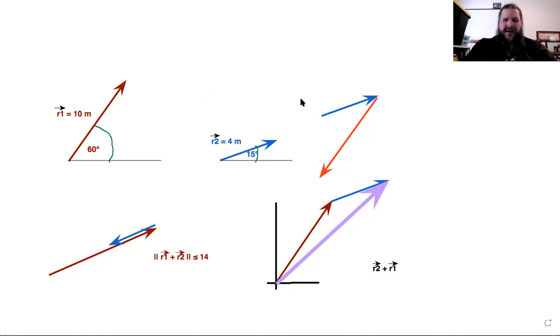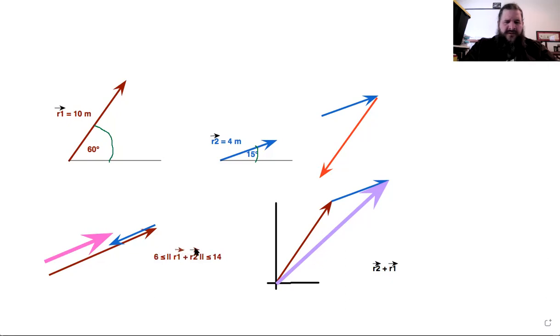Again, we could put these together head to tail. And then the sum, R1 plus R2, would be this vector, from the beginning of the first vector to the end of the last vector. And then how long would that be if R1 and R2 happen to be in exact opposite directions? We got 10 in one direction and then 4 in the exact opposite direction. So what do we get? Right, that's just going to be 6. So that's the hypothetical minimum value for R1 plus R2. The magnitude of R1 plus R2 has to be greater than or equal to 6 in this case.